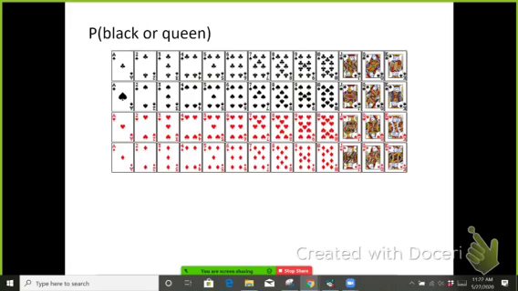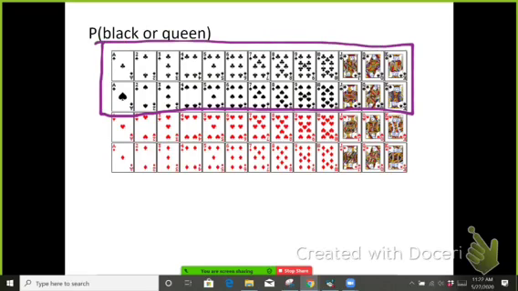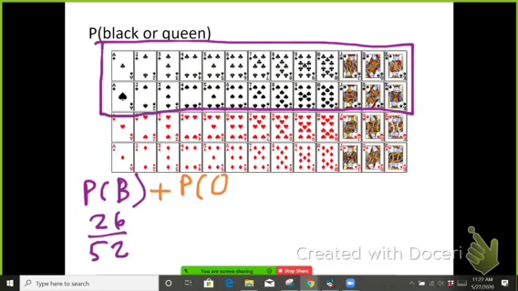So the probability of choosing a black is going to be 26 out of 52 because there are 26 black cards, which is one half. Half the cards are black. And then add that to the probability of choosing a queen, which, notice how there are 4 queens, so 4 out of 52.